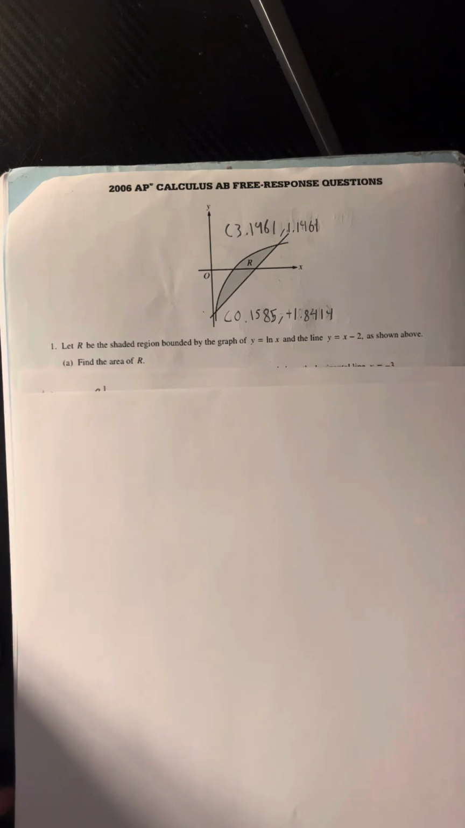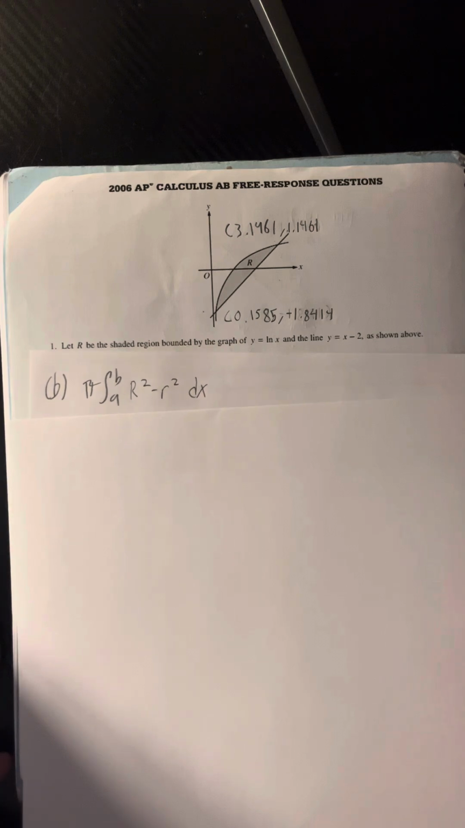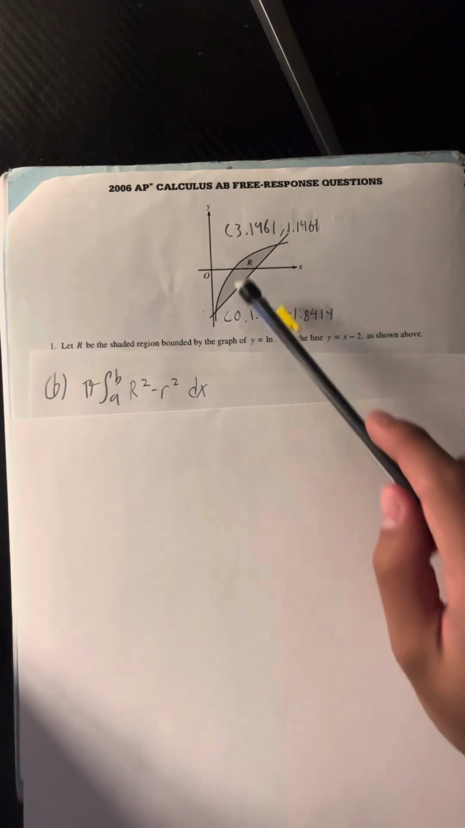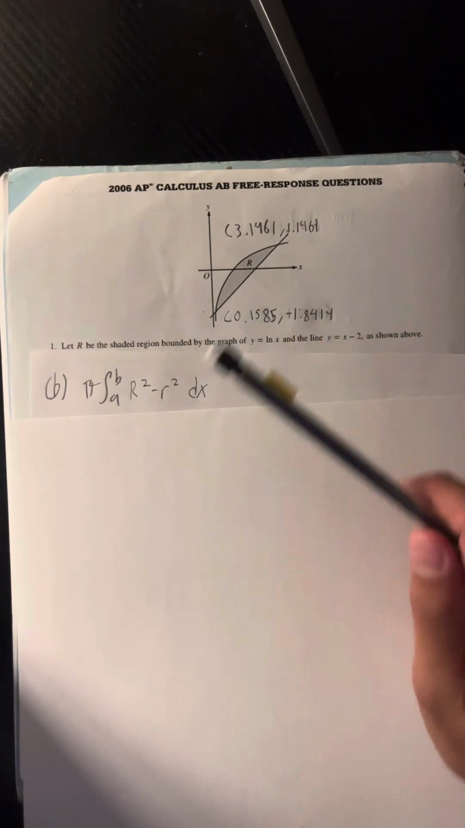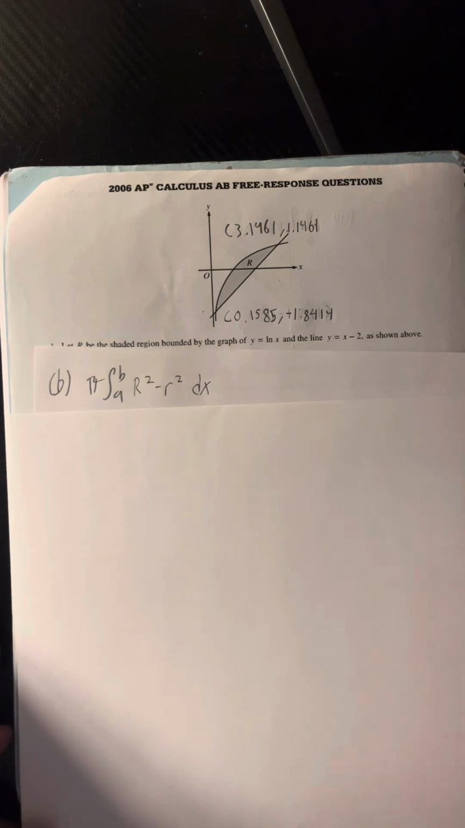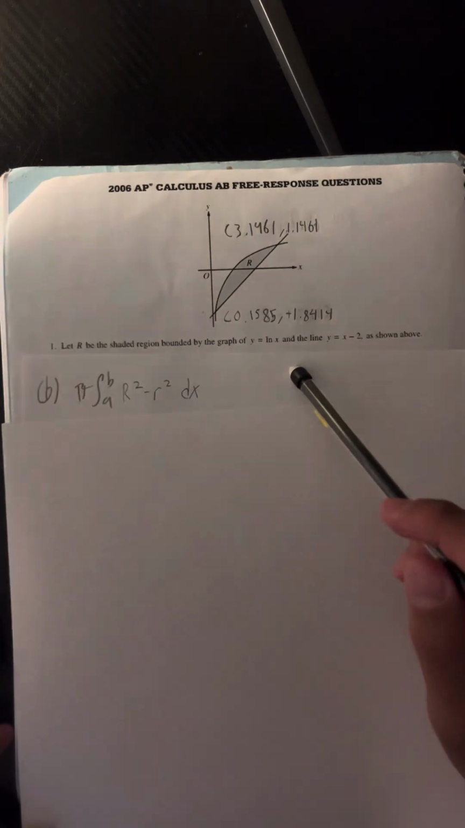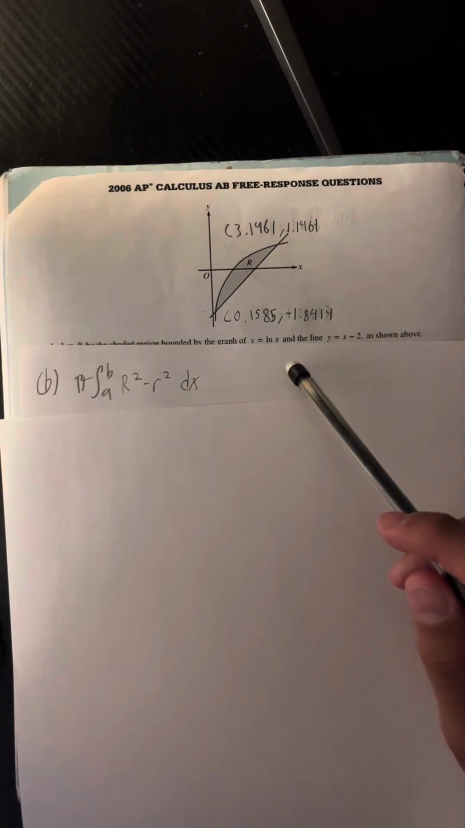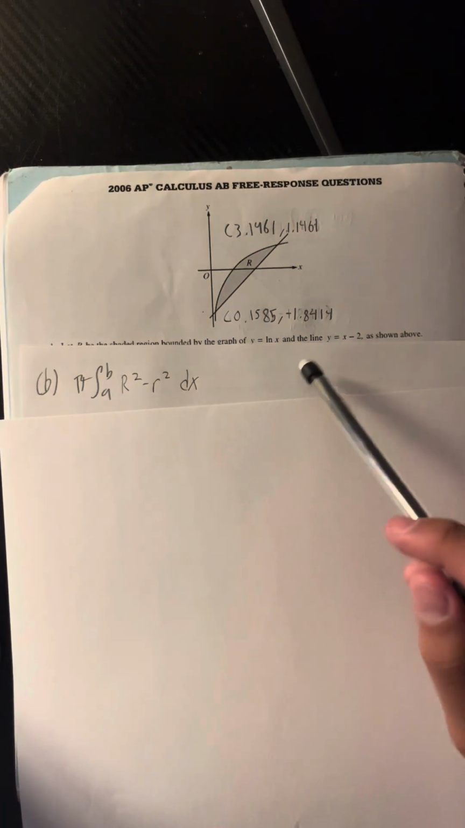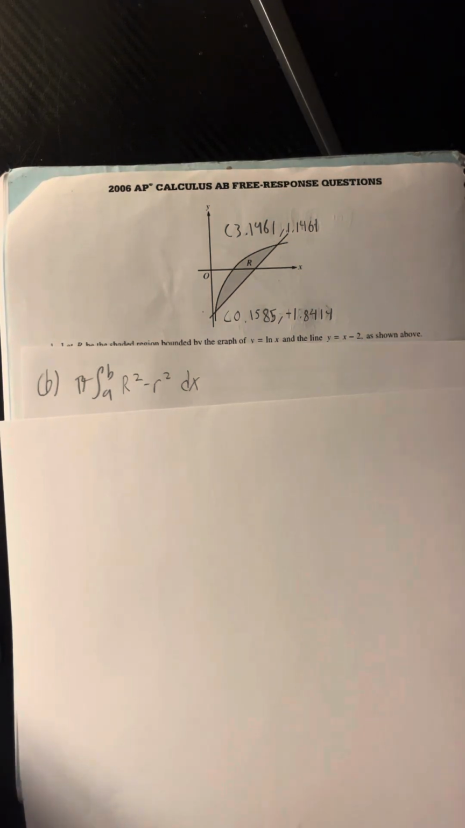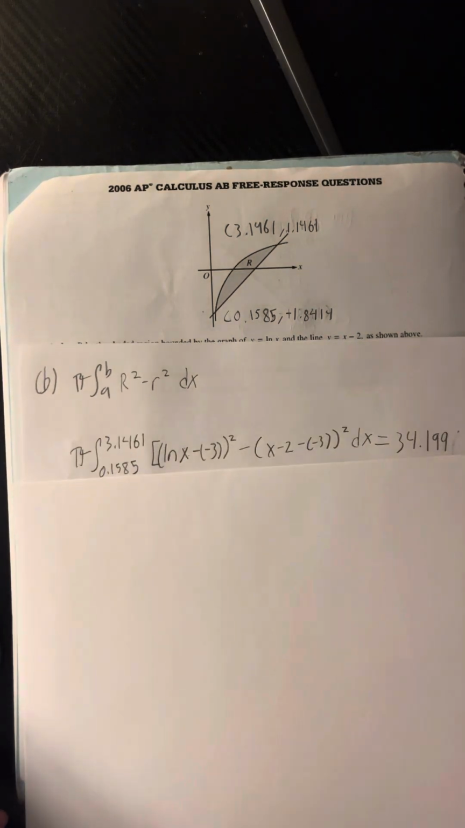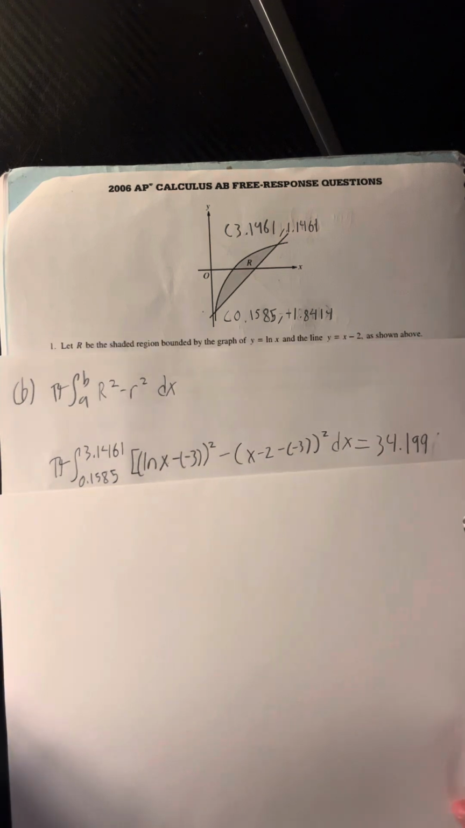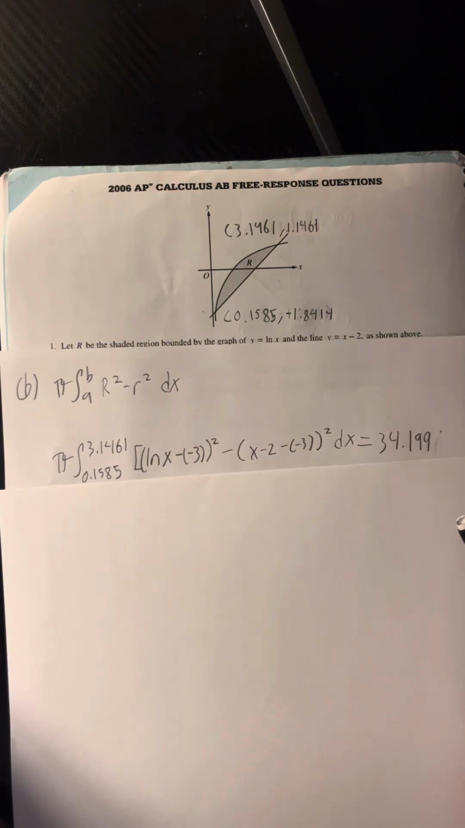So for this, we need a constant, which is pi, and it's still an integral, but it's outer radius versus inner radius. So we're still using the same limits as above that we used in part A. Once you use the same limits, the outer radius is y equals ln of x, and our lower radius is y equals x minus 2. So when you plug that in, this is what you should get. And when you put it in your calculator, you should get 34.199.